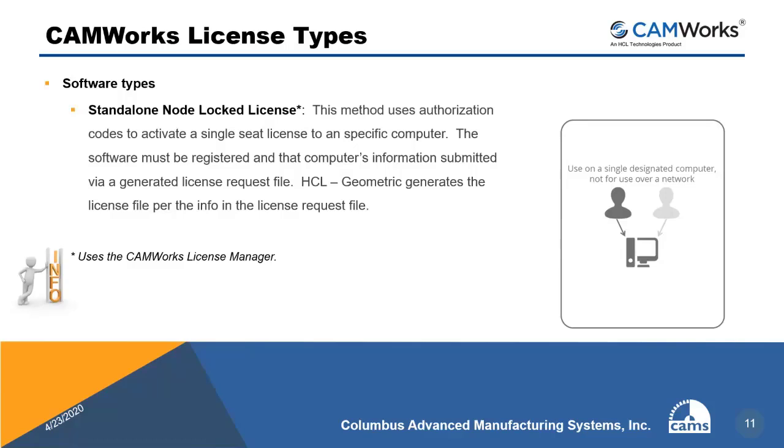So first you must use the CAMWorks License Manager to do a software license, including a standalone node lock. That license request captures your MAC address, and they encrypt a code back to you in that license file. That license will only work on that given MAC address. The standalone license is for a single designated computer, and it's not to be used over a network. It's for one computer, one PC, so that license will always work on just that one computer.